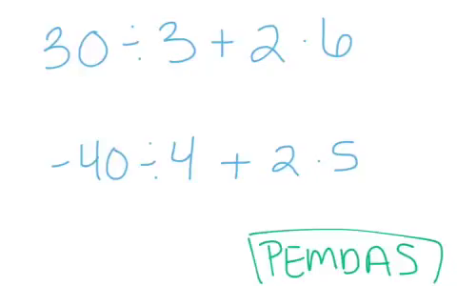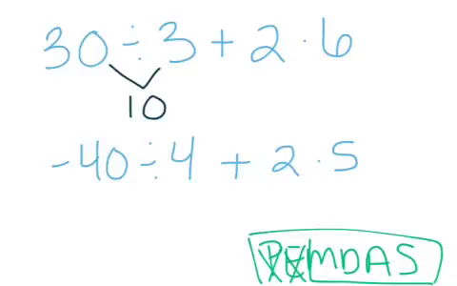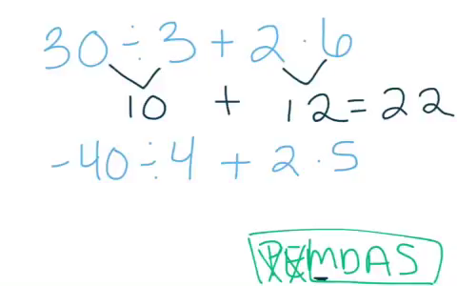So let's start. Neither of these problems have parentheses or exponents, so we're just going to look first at multiplying and dividing. Our first problem, we have division, adding, and multiplying. I'm going to go from left to right, starting with my division. 30 divided by 3 is 10. Now I'm not going to add next because I still have a multiply in here. So we're going to multiply 2 times 6 and then go to the adding to get an answer of 22.